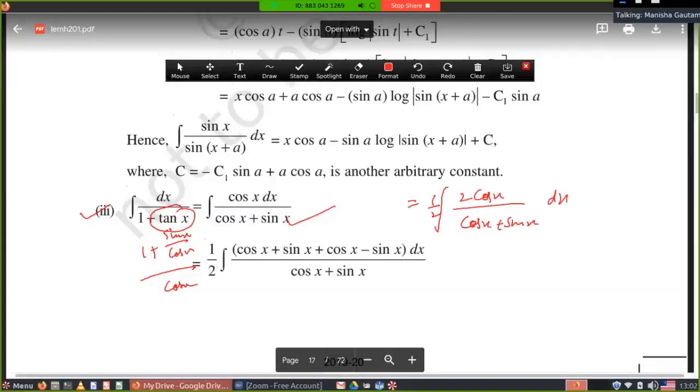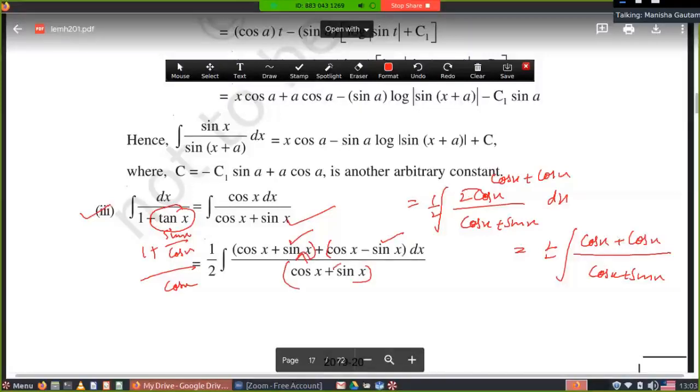Sometimes, in a few questions, you have to learn the techniques. Then 2 cos x can be written as cos x plus cos x. The question becomes 1 by 2 integration of (cos x plus cos x) upon (cos x plus sin x). Now the next step is adding and subtracting sin x. Now make the first group and second group, and each term is divided by cos x plus sin x.